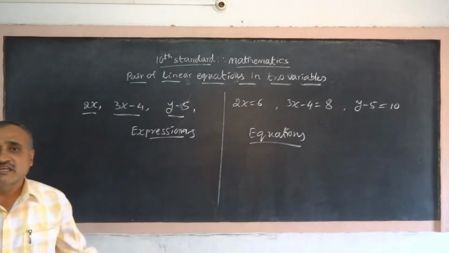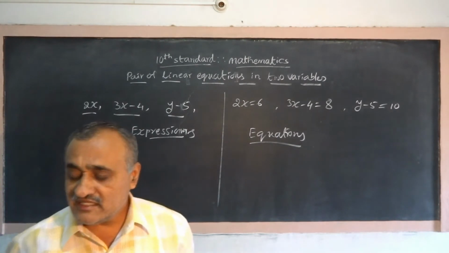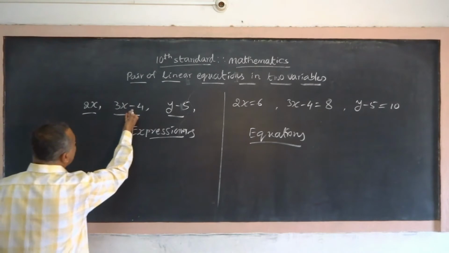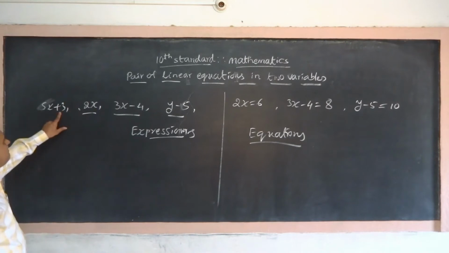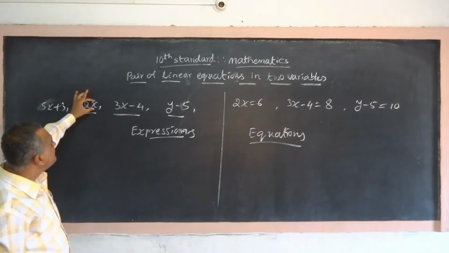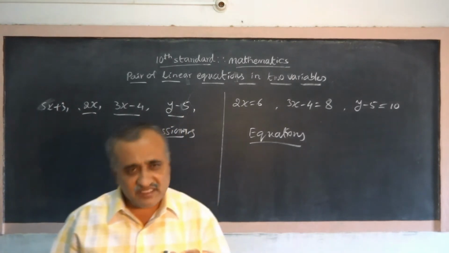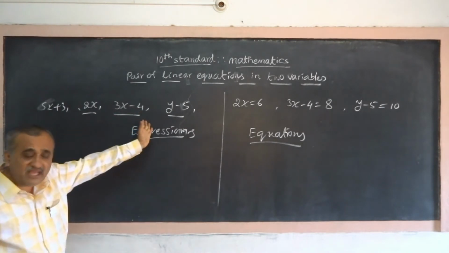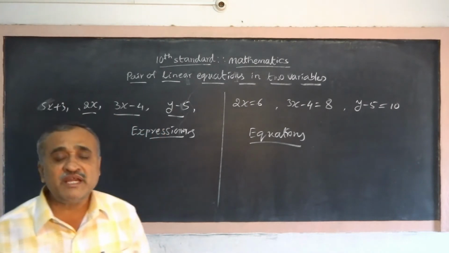The sum, difference or multiplication between a variable and a constant. You can take a sum here, like 5x plus 3. The sum, difference or multiplication between what? Variable and the constants. Is it? So if you write a variable and a constant in this way, then it is called an expression, a mathematical expression.